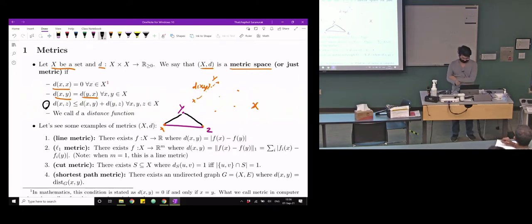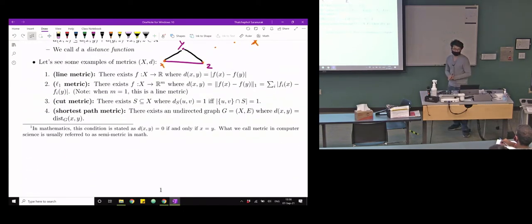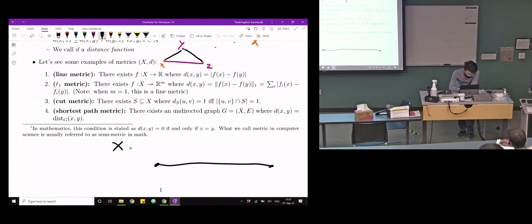Okay, so let's see some examples of metrics. The first thing is, think of everything on the line. Suppose that I have a set X, maybe x1 up to xn, and there is a mapping f that maps everything in X into the real line.